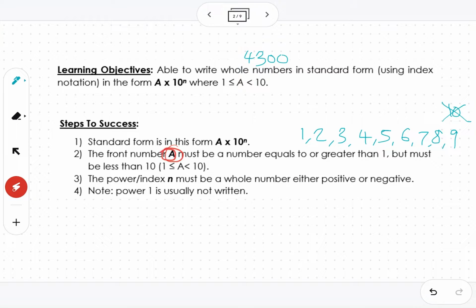A can be a decimal, but n must be a whole number, either positive or negative. Negative is also allowed. And note, power 1 is usually not written. For example, we've learned this in indices. If you have A, it also means A power 1, but the 1 is not written. Or for example, you have 2, it's actually 2 power 1, but the 1 is not written, we just write it like this. Okay.